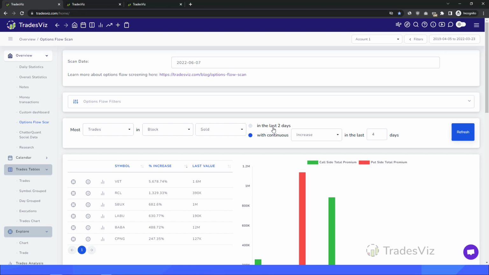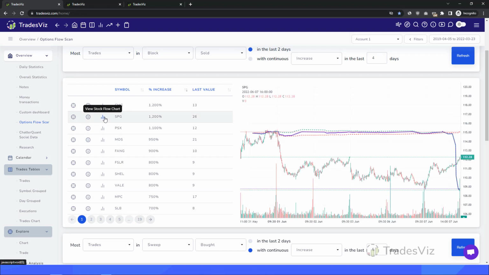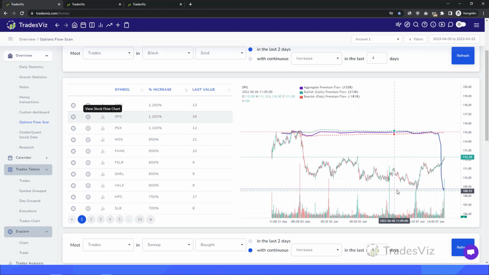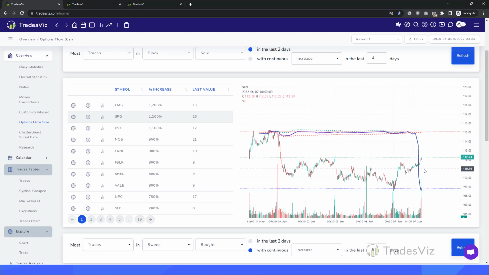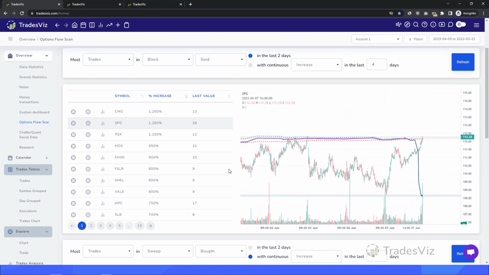I can look at the most trades in blocks sold in the last 2 days. That's going to give me a list of symbols. So all of this data is very valuable. For example, we were just talking about divergence, and you see another one over here.